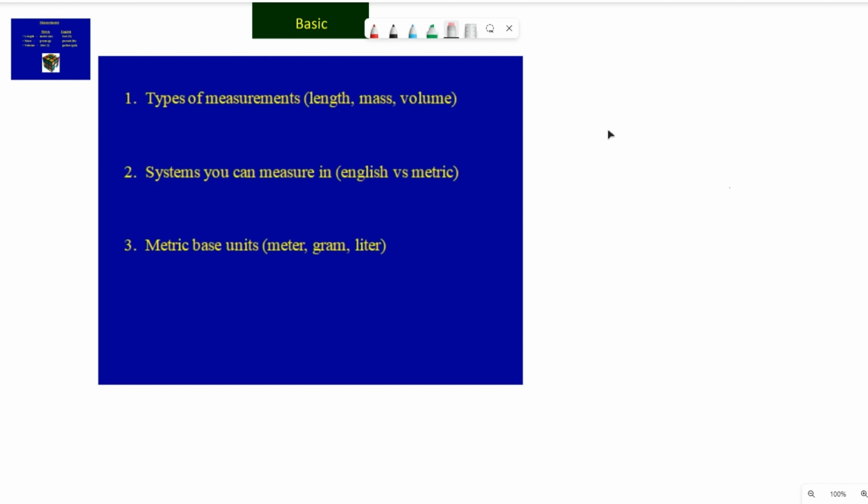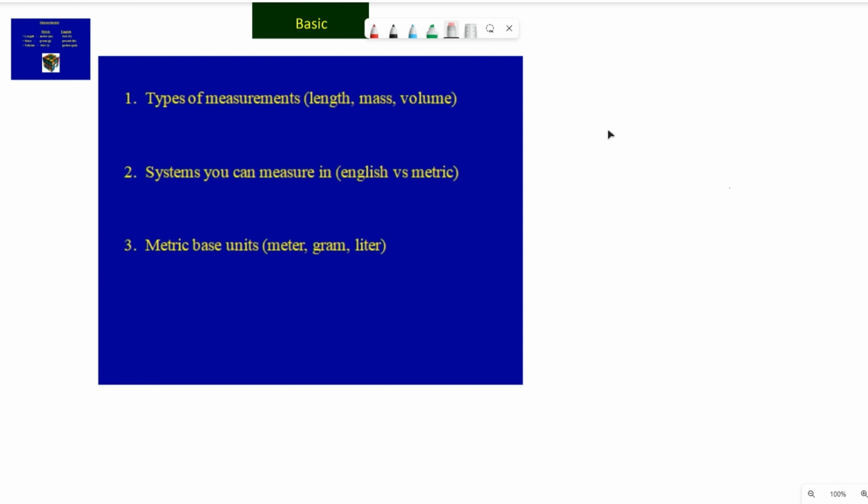In this video, we're going to take a look at different types of measurements, what you can measure in an object: its length, mass, and volume. And then we'll take a look at the different systems of measurement that we can work in, either the English system or the metric system, and then compare both of the systems and talk about why the metric system is used primarily in the science and medical field.